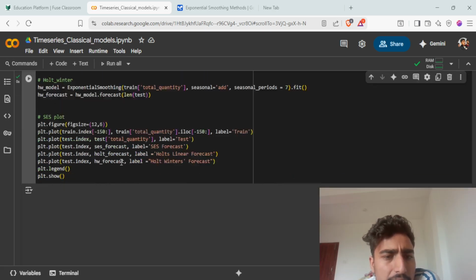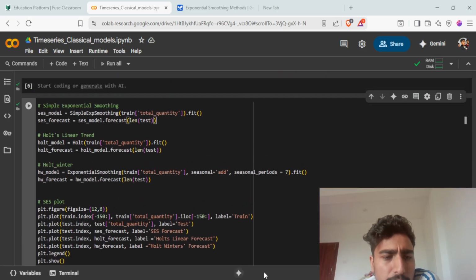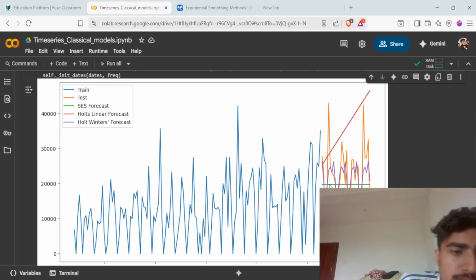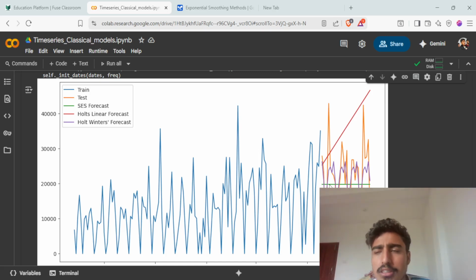That's it. And talking about the plot, first let's see the index. Here the blue line is the trend and orange is the test, and the green line represents the SES forecast. Here you can see that SES has forecasted the value without considering the trend or seasonality, as we already learned that SES is one considered when it works on the trend and seasonality.